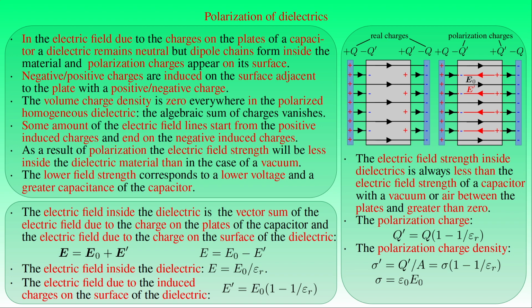Here we can apply this finding since it is a good approximation for the uniform electric field between the plates of a capacitor. We also saw that the magnitude of the electric field E naught for a vacuum or air between the plates is given by the relative permittivity epsilon r of the dielectric between the plates, times the magnitude of the electric field E for the dielectric between the plates. By inserting this result into the equation describing the polarization surface charge density, we can write sigma prime as the vacuum permittivity epsilon naught, times the relative permittivity epsilon r minus 1, times the magnitude of the electric field E between the plates of the capacitor.